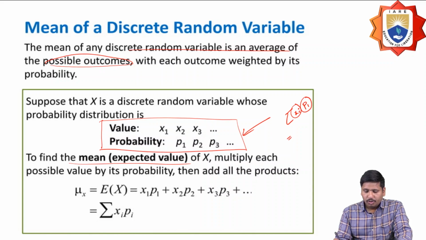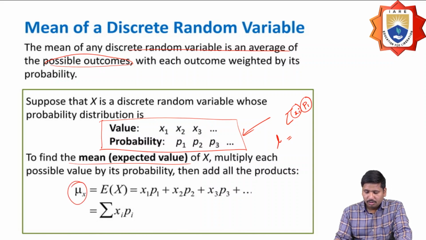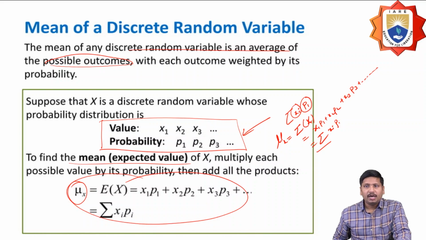The mean is represented as mu x, which is the sum of x1 times p1, x2 times p2, x3 times p3 and so on. Simply, I can write it as the sigma of xi times pi. This is the mean value of the discrete random variable.